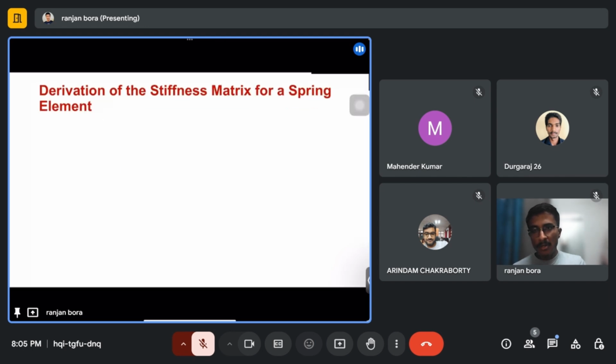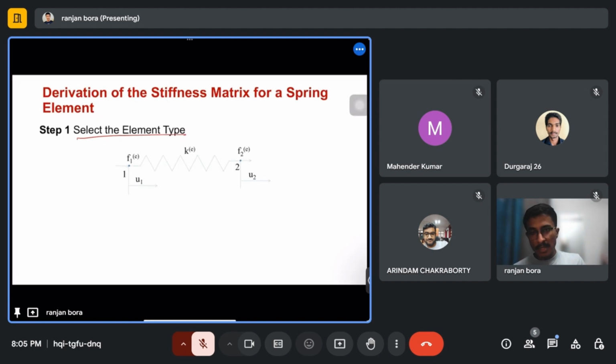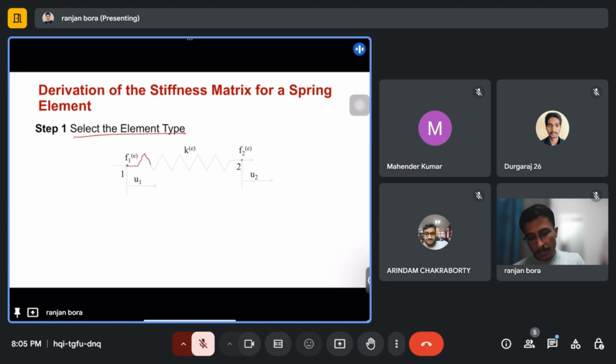Today in this tutorial I will discuss only the one-dimensional spring element, because two-dimensional and three-dimensional problems become very complex. We need more time to solve them, and I will not cover that in our discussions. So for a spring element, again the first step is to select the element type. We know the element type is already spring. You can see this figure. This is a spring.